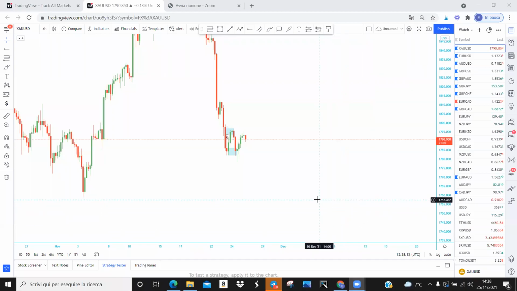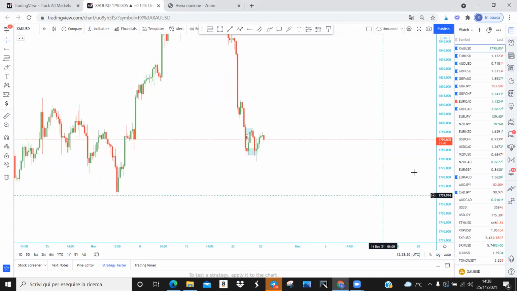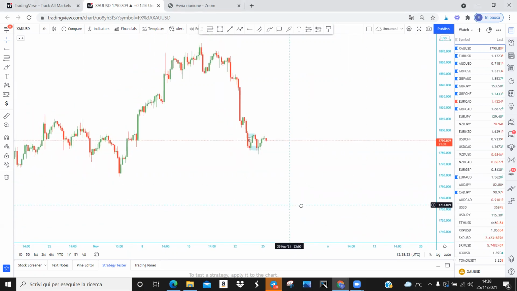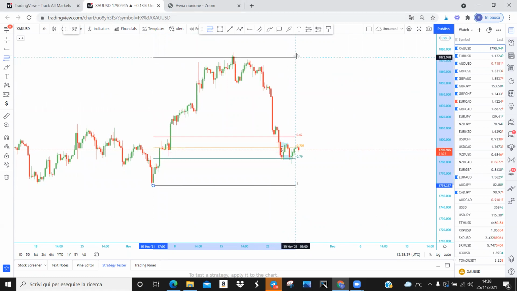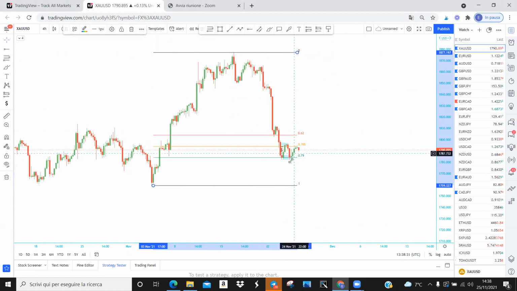Hello everyone, in this lesson we will talk about the 0.5 Fibonacci level and how to use it, why it is very important, and also how I'm using it with this strategy that I'm teaching in the course. Now, keep in mind that if you see my charts with the 0.5 Fib level, it doesn't mean that we're not using our usual Fibonacci levels. They're just used for different purposes.